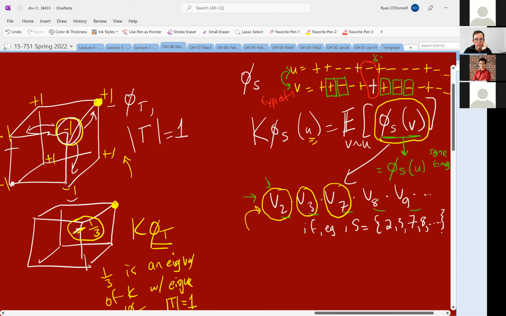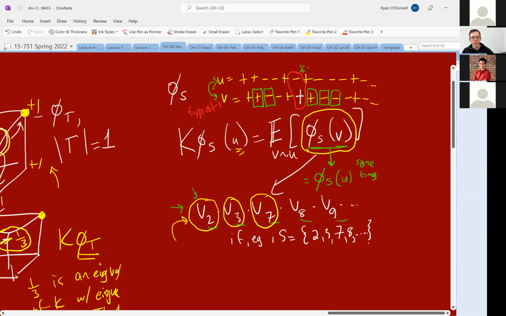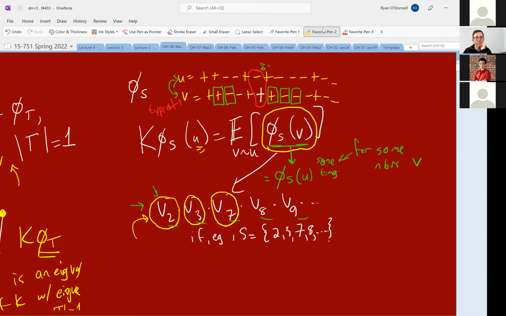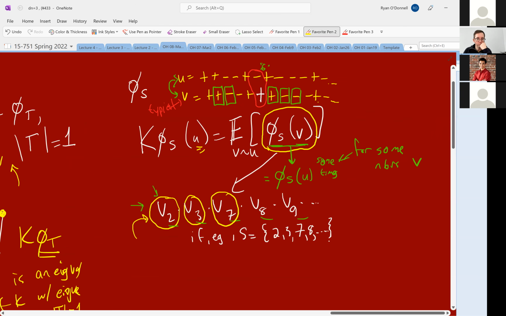Sometimes. Oh yeah, rather, maybe not sometimes, but I'd better say for some neighbors V. Yeah, I guess we want a condition on whether the bit that was flipped in going from U to V is in S, and then that's how you get the size of S involved.